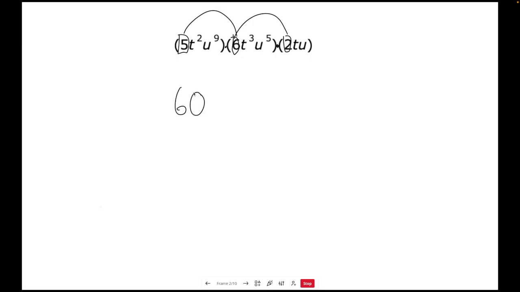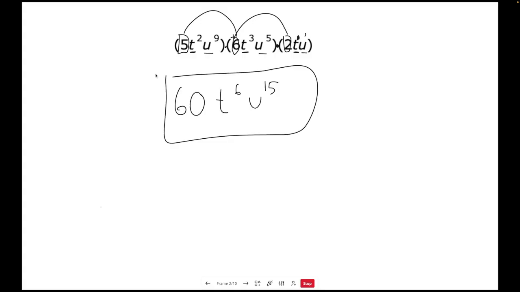And now let's take a look at the t's here. Okay, so remember we're going to add the exponents. So t to the second, t to the third, t, and remember there's an invisible 1 here, so t to the first. So we're doing 2 plus 3 plus 1, which is 6. So we get t to the 6th power. Now we do the u's. 9, 5, and 1. So 9, 5, and 1 would be u to the 15th power. And this is our final answer. Multiply the big numbers, add the small numbers.